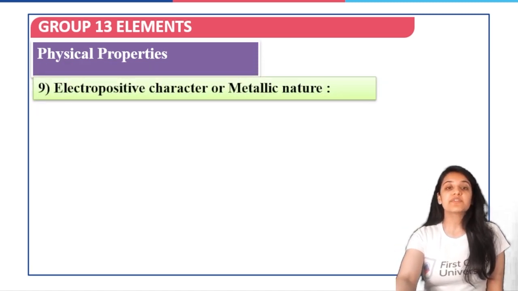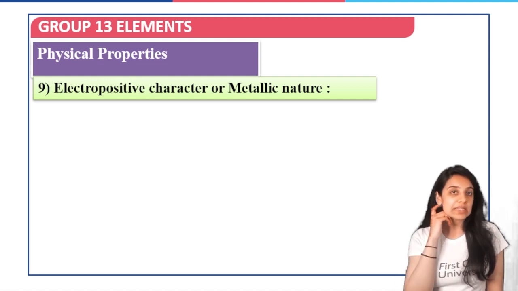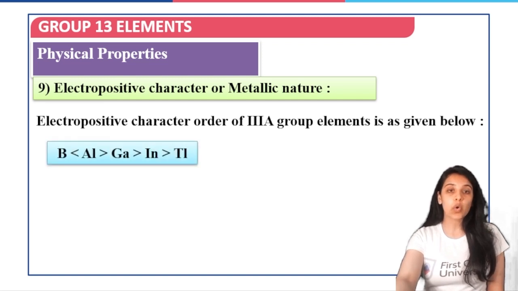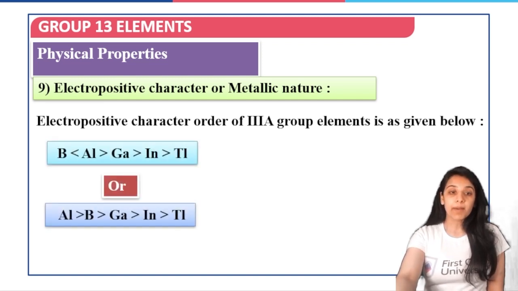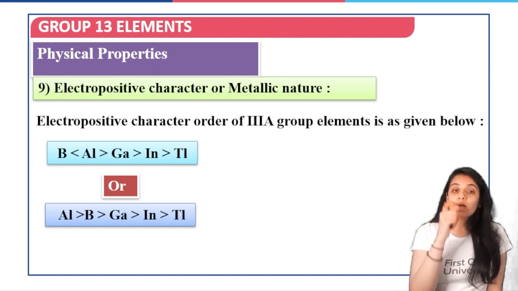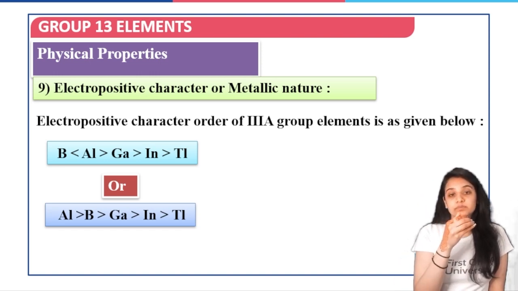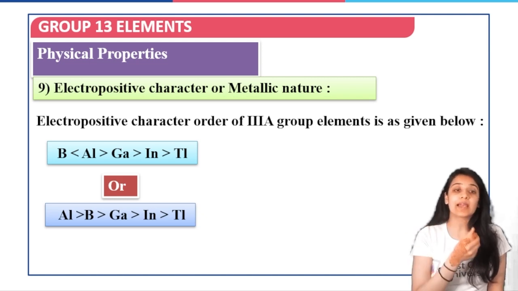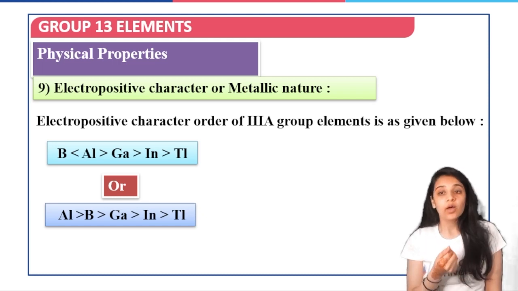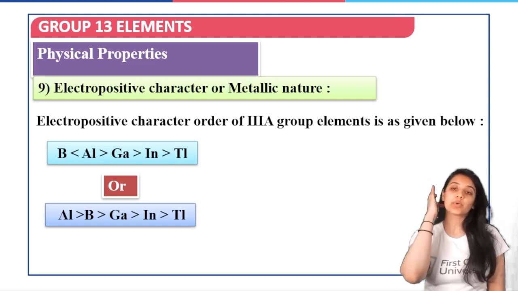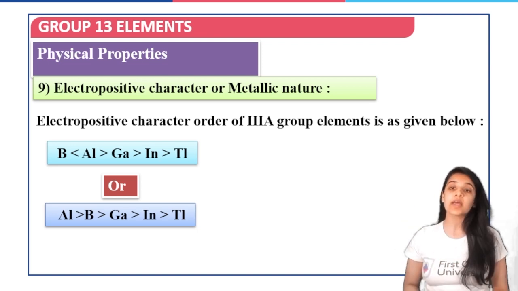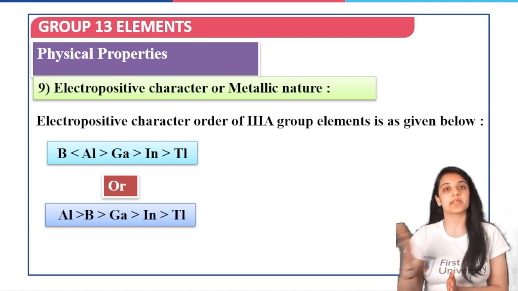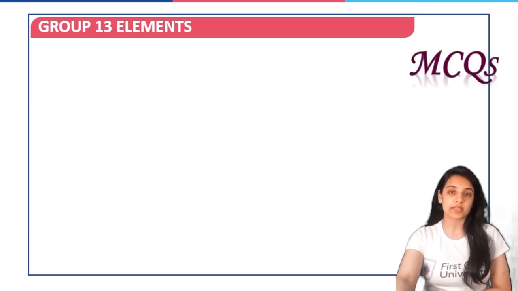Next is electropositive character or metallic nature. So we can talk about both these properties simultaneously. So we know that as we go down the group, the electropositive character or the metallic nature increases, but from boron to aluminium, the metallic nature is actually increasing. Okay, that means that aluminium is going to be more metallic in nature than boron, and therefore we can say that the order here is going to be first aluminium, then boron, then gallium, indium, thallium. That's the natural order with no exceptions.